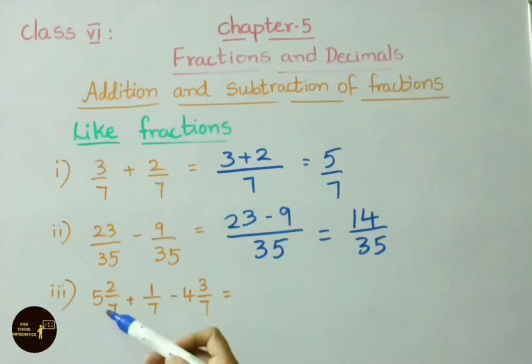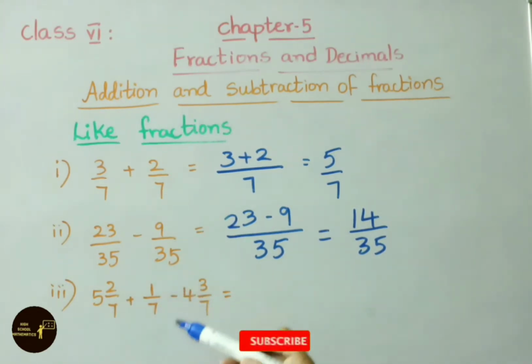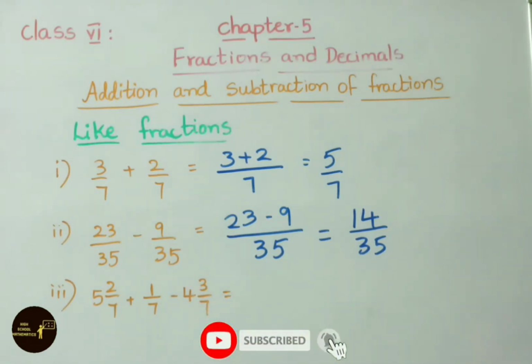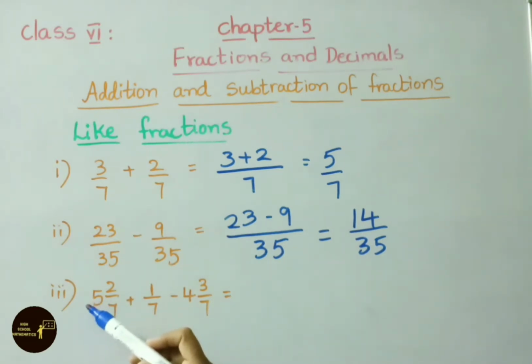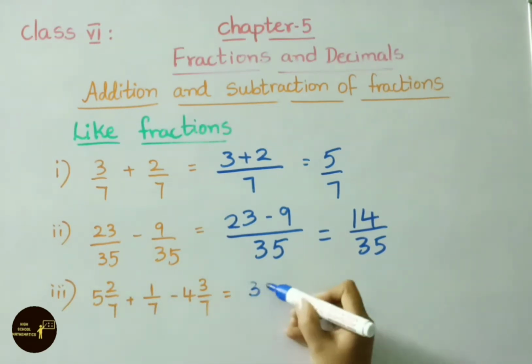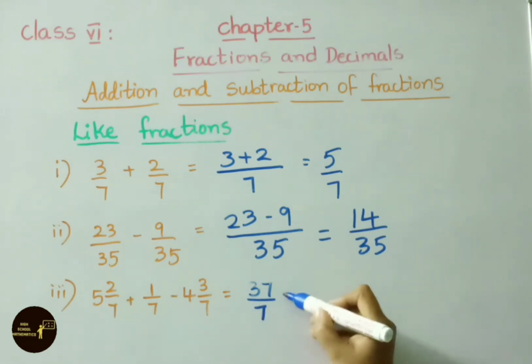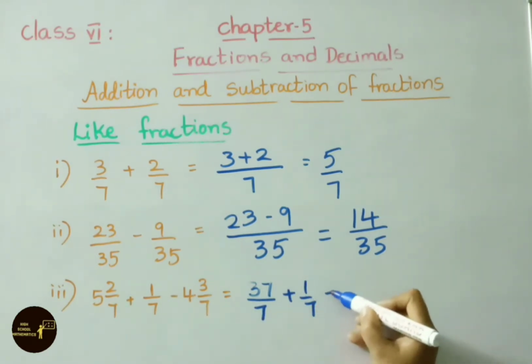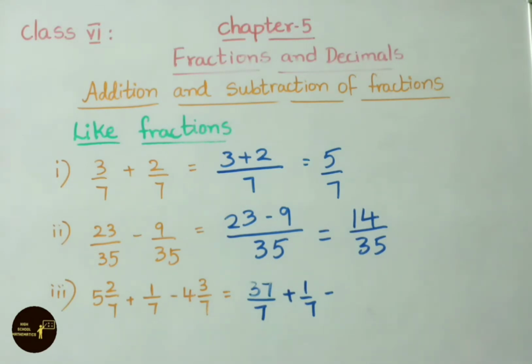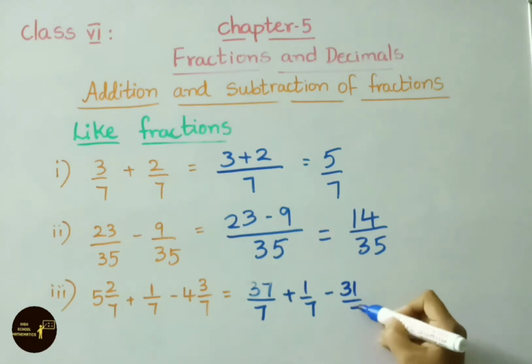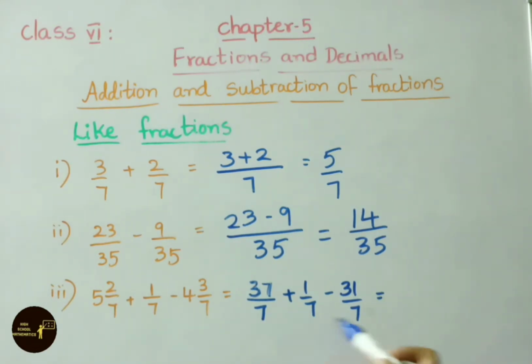See third one, 5 2 by 7 plus 1 by 7 minus 4 3 by 7. Here they have given mixed fractions also. We must convert first mixed fractions to improper fraction. 7 5s are 35. 35 plus 2, 37. Write down 37 by 7 plus 1 by 7 minus 7 4s are 28. 28 plus 3, that is 31. 31 by 7. Now all the three fractions were like fractions.